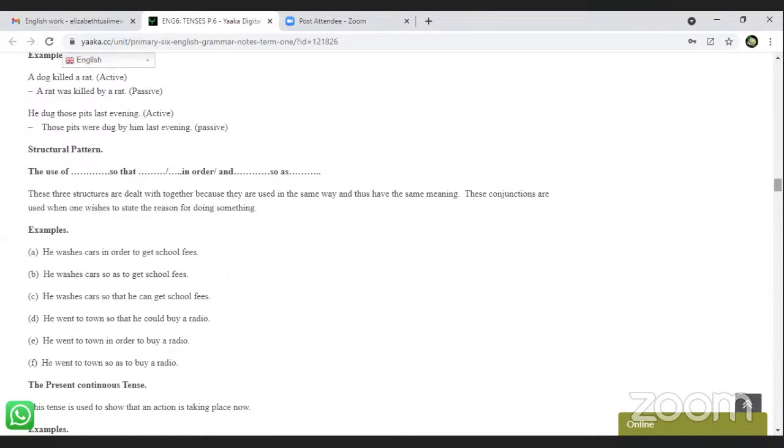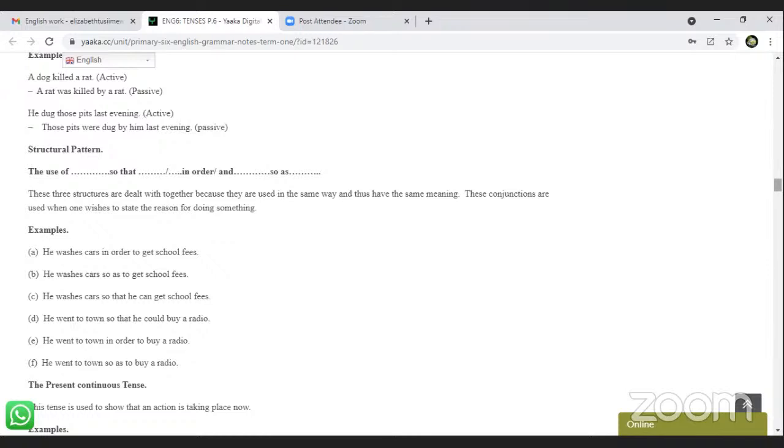So here there are three structures. These three structures are dealt with together because they are used in the same way and thus have the same meaning. These conjunctions are used when one wishes to state the reason for doing something. The only difference is that so that uses either can or could.